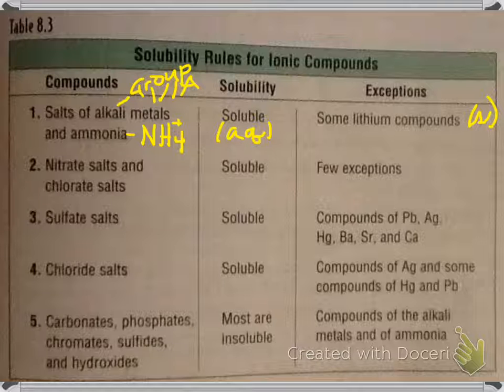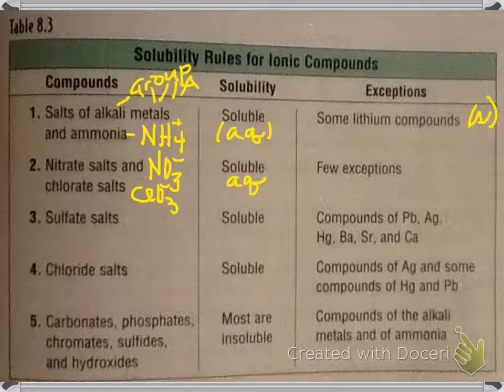Moving on to rule number 2. Rule number 2 says nitrate salts and chlorate salts. Remember, nitrate is NO3 -1. And chlorate you have memorized is ClO3, also a charge of -1. Again, these are soluble, so that means you're going to put aqueous with them. And few exceptions means pretty much if you run across nitrate or chlorate in a compound, it's going to be aqueous state of matter.